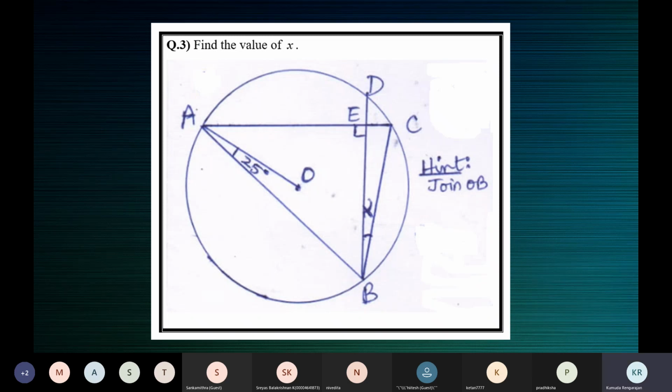Yes, found the value of x, children? Why no reply? Children, were you able to find the value of x?